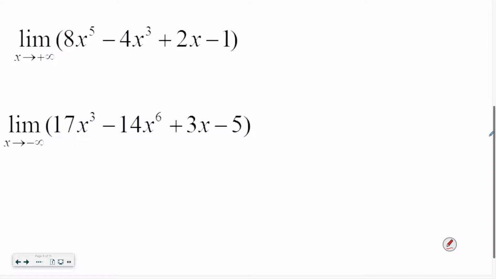Brinley, what do you have for the first one? Infinity. And why do you have infinity? Because it is positive. Okay, we have a positive leading coefficient, so the right is going to rise. Our second problem, Trenton, what do you have? And what is your reasoning?